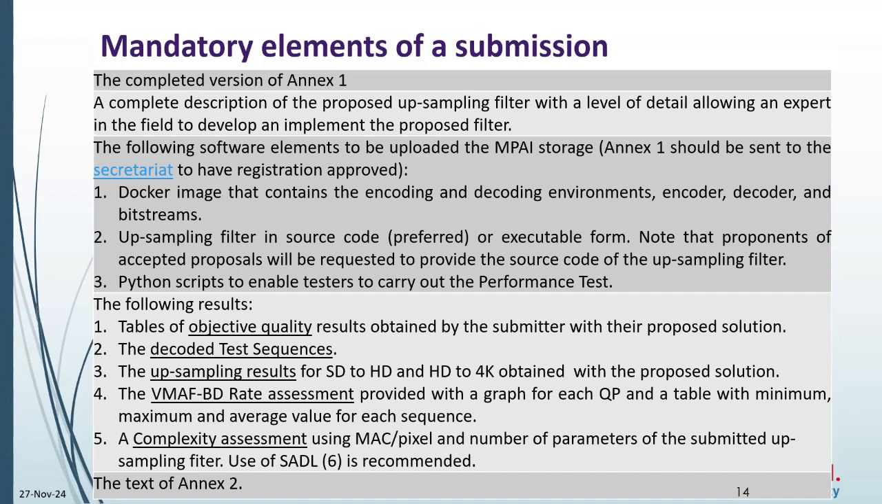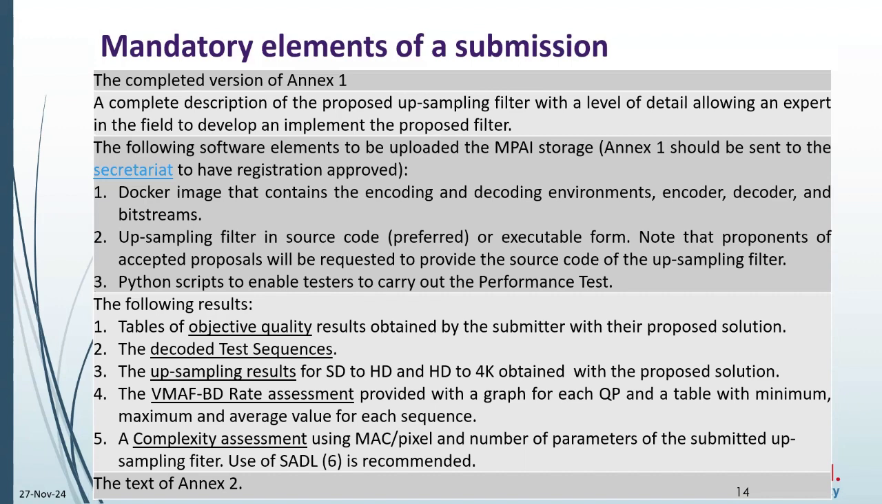your results. Following, then we have tables of objective quality results obtained by the submitter, of course, with their proposed solution, the decoded test sequences, the upsampling results for HD to 4K obtained with the proposed solutions. Then we have a VMAF, a BD rate assessment, provided with a graph for each QP and the table with minimum, maximum, and average value for each sequence.